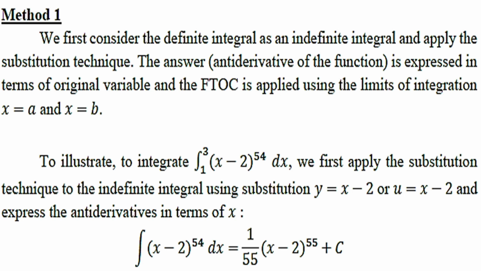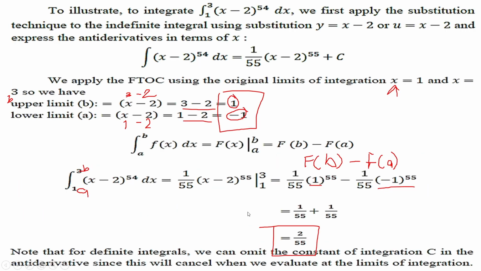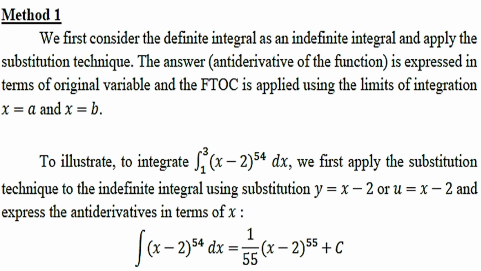To illustrate, to integrate the definite integral from 1 to 3 of (x minus 2) raised to 54 dx. As you can still remember, this is the given earlier. This is also the given earlier. But again, we will just check it in our method 1. For our method 1, let us use the same example: (x minus 2) raised to 54 dx is equal to 1 over 55 (x minus 2) raised to 55 plus c.